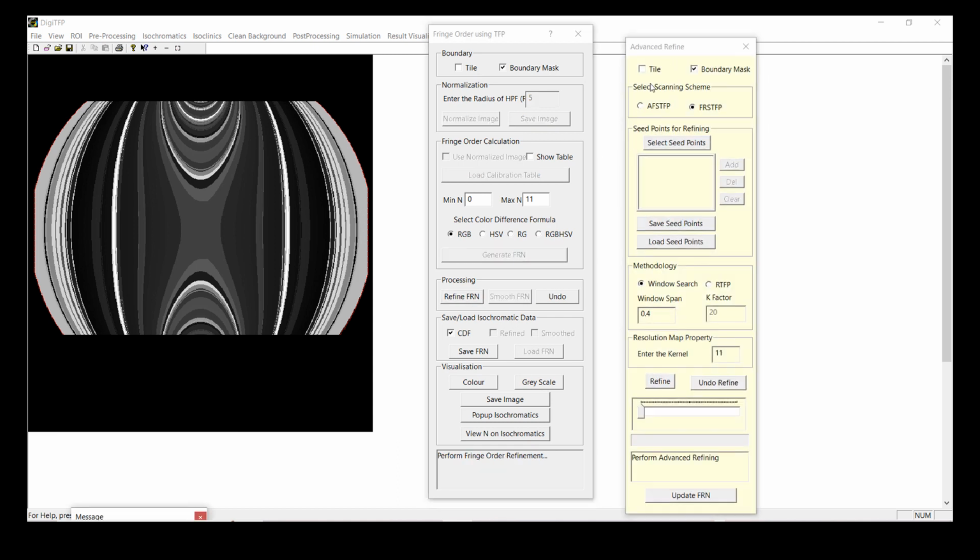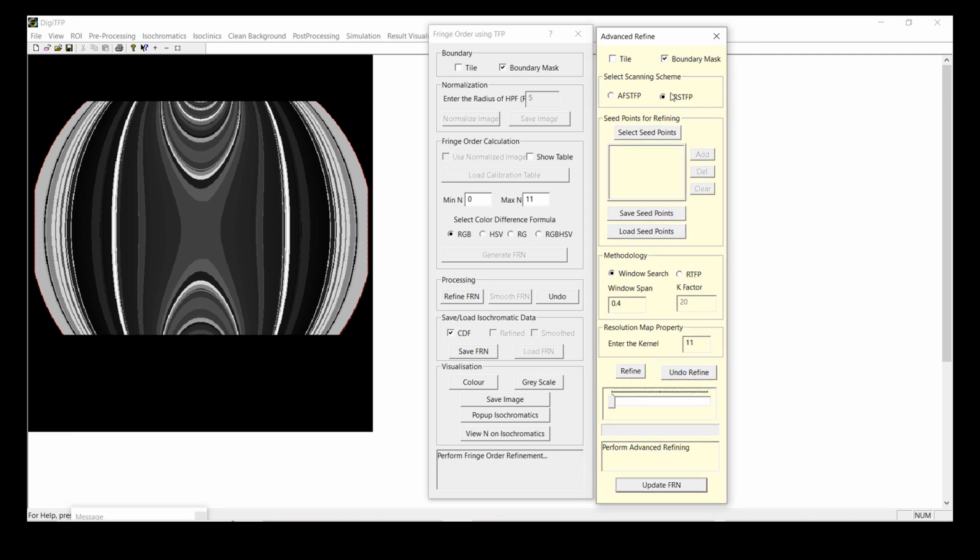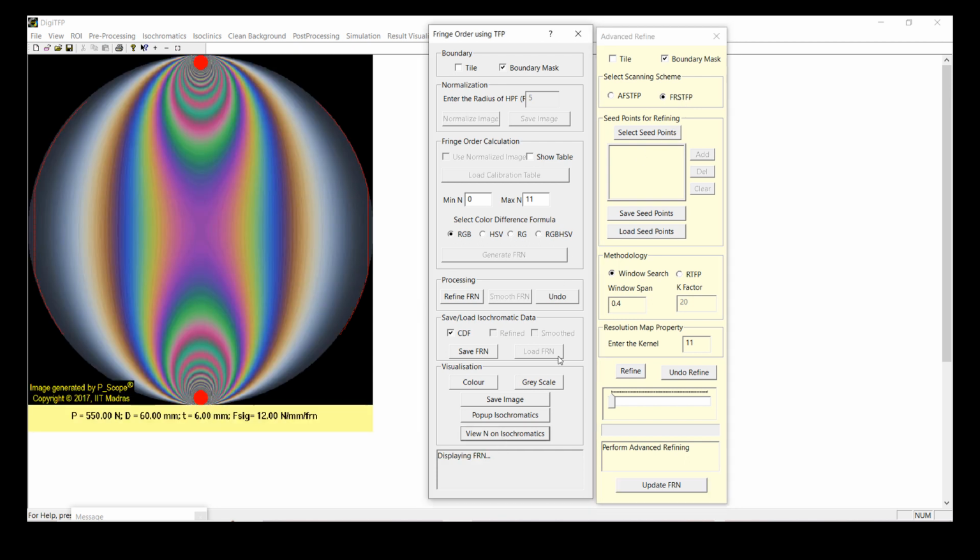There are different algorithms that have been developed here for refinement. I'll just use the FRSTFP algorithm here, and I'll select a seed point. Basically, I have to select at least one point where the fringe order is correctly shown, so that I'll be able to gauge with this information window. Let me go ahead and select a seed point. I know in the case of a disk under diametral compression that the outer boundary is fringe order 0 and the first fringe would be fringe order 1.